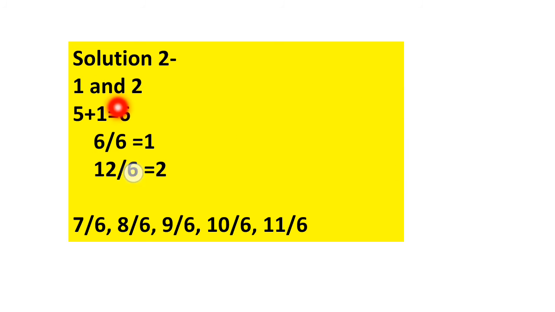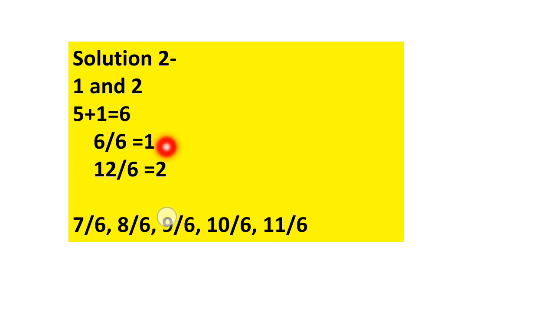So second solution, same 1 and 2 is here. So here we have to find out the 5 rational numbers between the two. So since we have to find the 5 rational numbers, we have taken 5 plus 1 is equal to 6. Now we have to get the answer as 1. So for that, in the denominator we have to take the 6. In the numerator we have to take such a number such that if we divide that number by 6, we should get 1. So 6 only is that number.